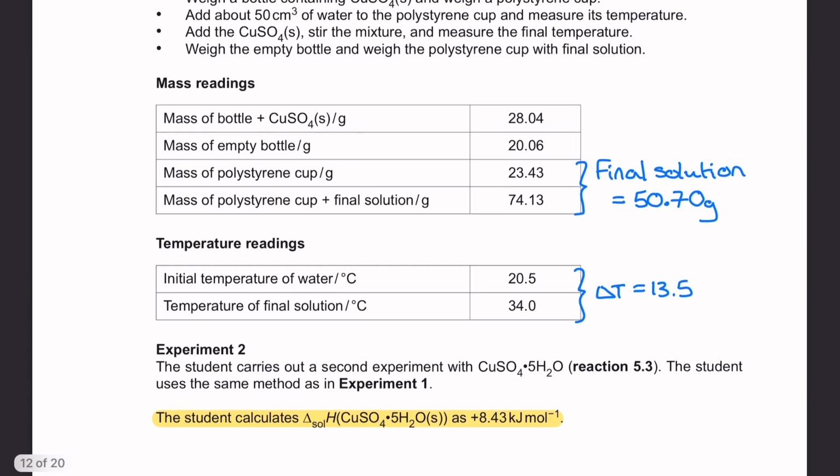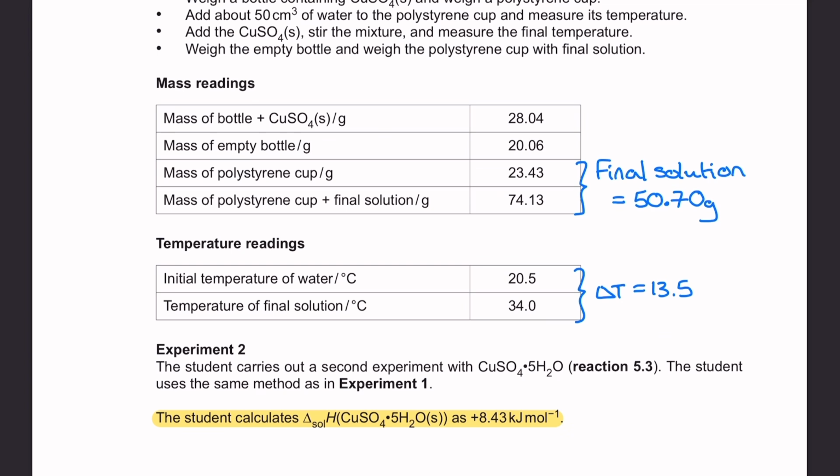We've got some mass readings here. The most important thing that we can take away from this is I'm able to get the mass of the final solution here that is in that polystyrene cup, and that's 50.70 grams. And I can also get my delta T here as 13.5, but that's fairly obvious to have done.